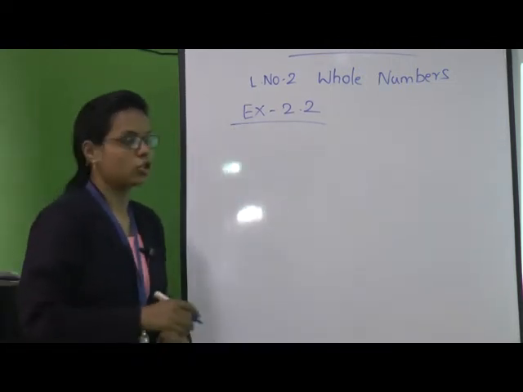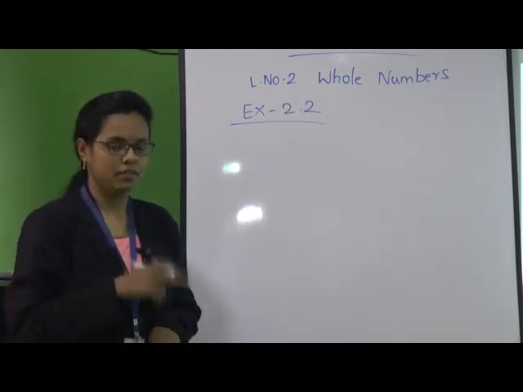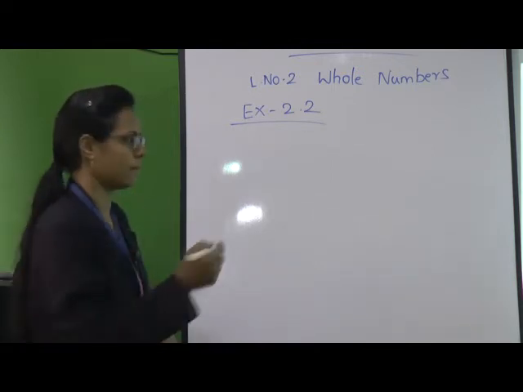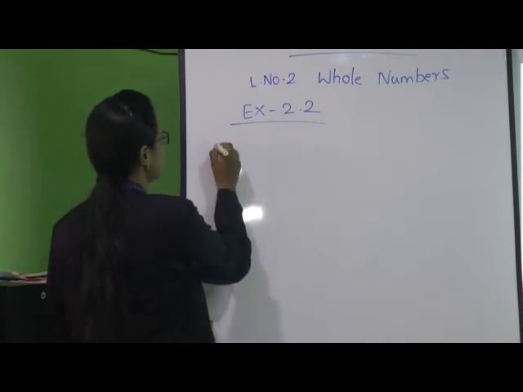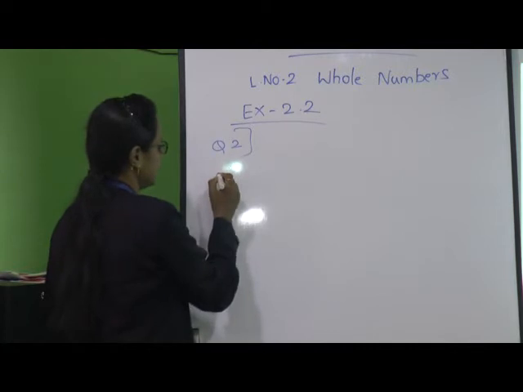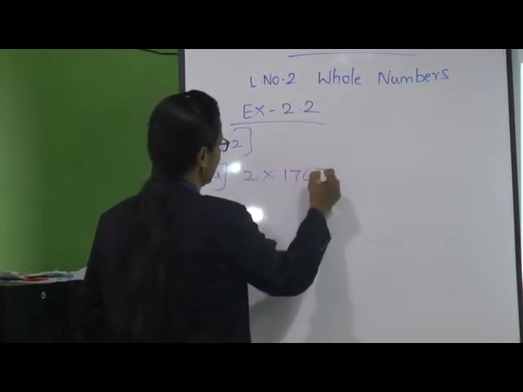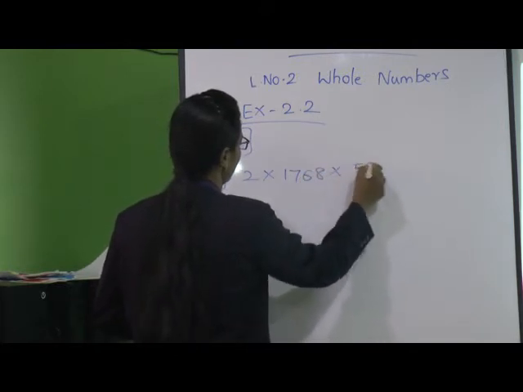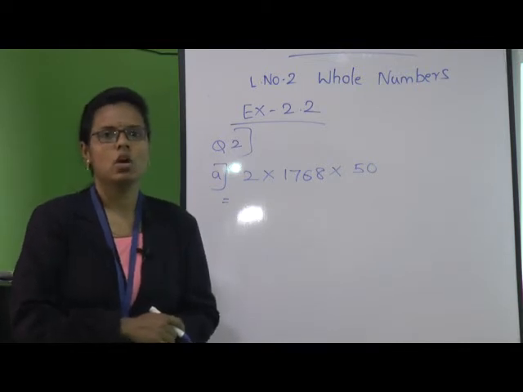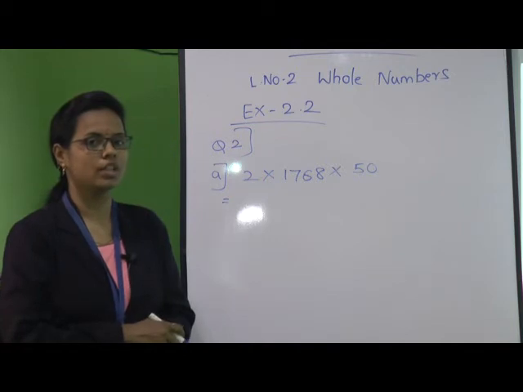Okay, next question, find the product by suitable rearrangement. Now in the previous question we have done the sum. In this question we are going to find out the product. Product is nothing but multiplication. Okay, so question number 2, A1, 2 multiplied by 1768 into 50. Now students, we have to again rearrange. Now tell me, if you want to rearrange, which numbers will you rearrange?